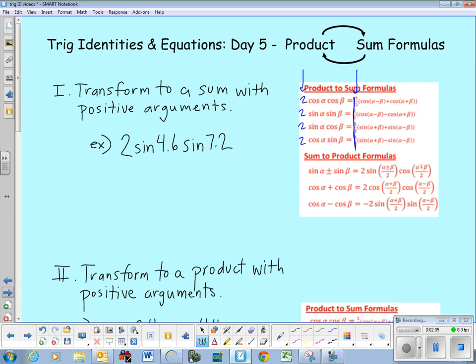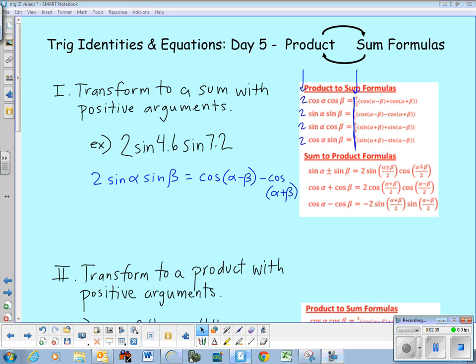So I have 2 sine A sine B. 2 sine alpha sine beta, as those are the Greek letters that the chart we're working with uses, will be equal to cosine alpha minus beta minus cosine alpha plus beta. Again, I'm not really changing it. I'm just moving the 1/2 to the other side and making it a 2 to fit the question I'm asking. And in this particular question, I'm going to say that alpha is 4.6, beta is 7.2.